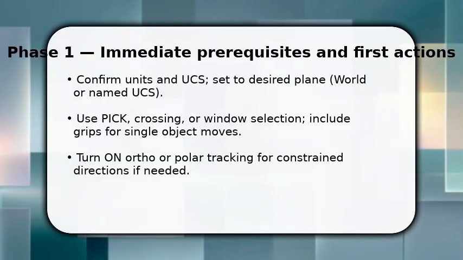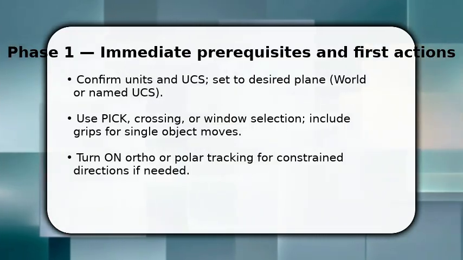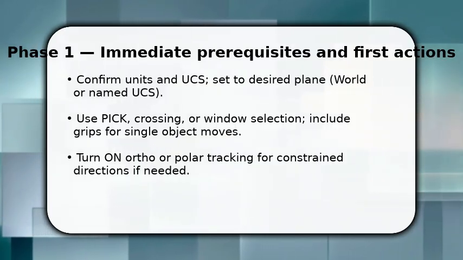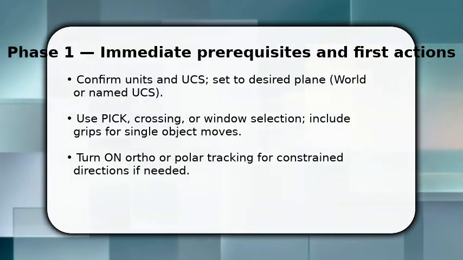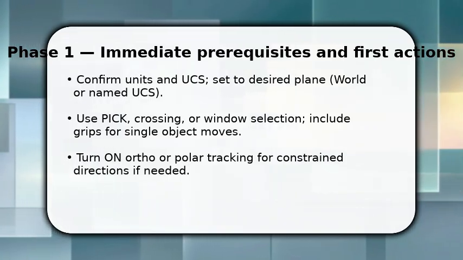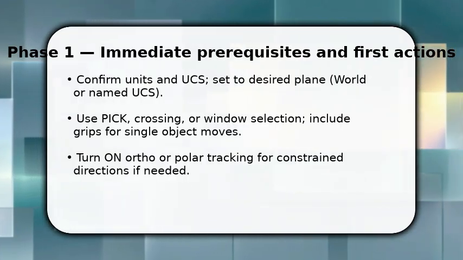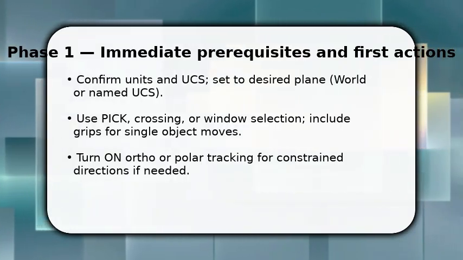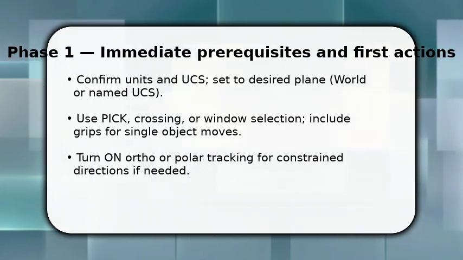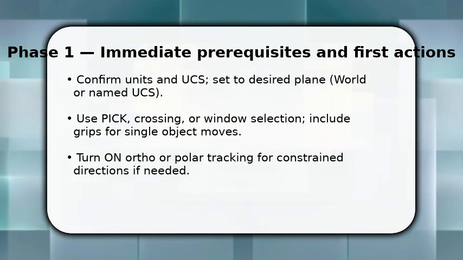You start by confirming the drawing units and the active UCS so moves happen on the correct plane. This prevents unexpected Z-shifts. Next, select the object or objects using a window, crossing, or direct click, and check grips are visible for quick adjustments. Once done, enable ortho or polar tracking if you want constrained horizontal/vertical or angle-locked movement. This makes distance entries more predictable and ensures you're moving precisely along the intended axis.